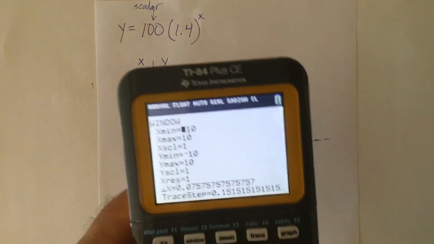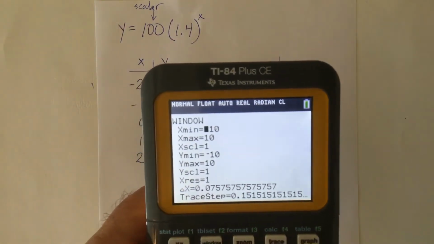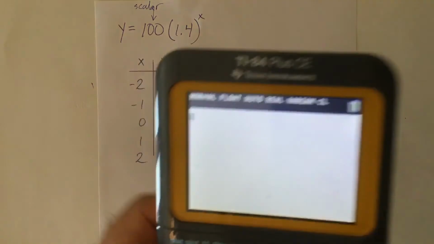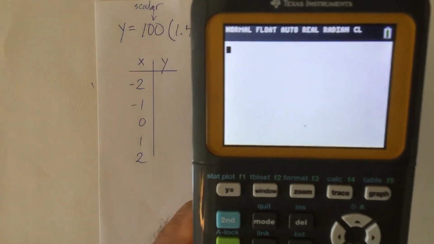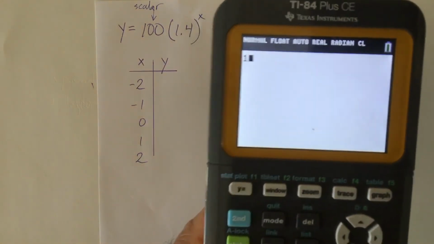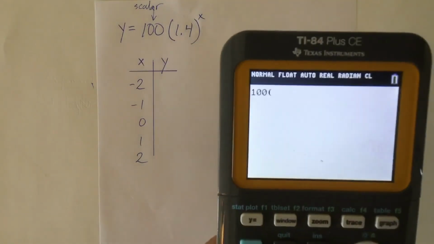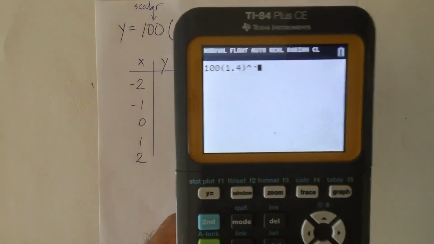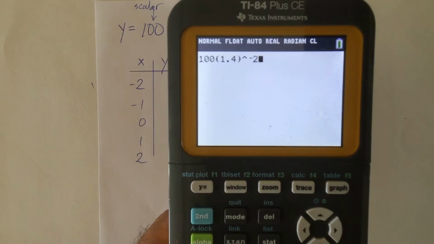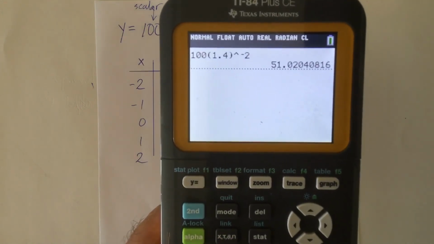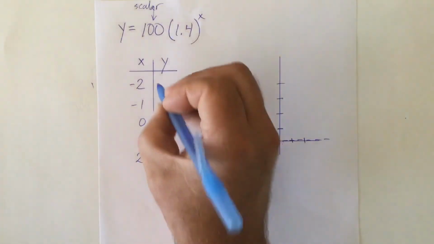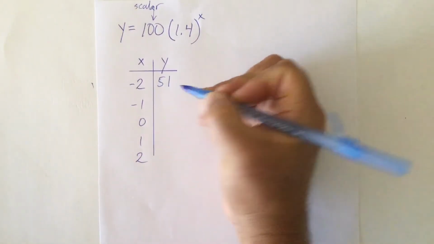So I'm going to get some numbers here. I'm going to quit this screen. I'm going to clear this out, and I'm going to start entering some stuff. So I'm going to do 100 parentheses 1.4 to the power of -2. So I punch that in, I hit equals, I get 51.02. I'm just going to call it 51. If I round off to the nearest tenth, that's 51.